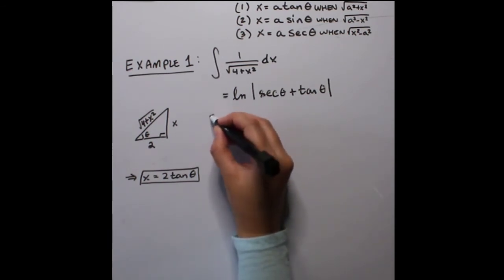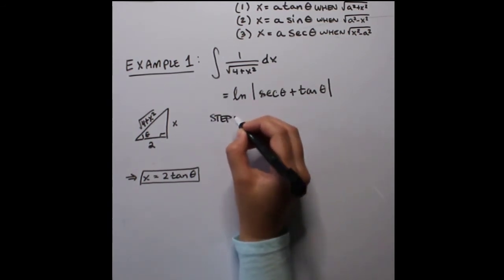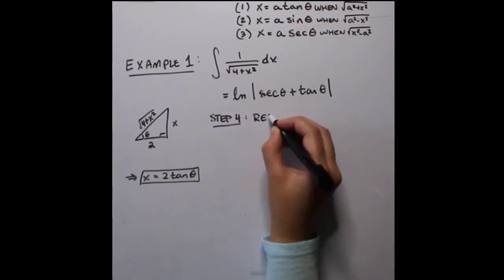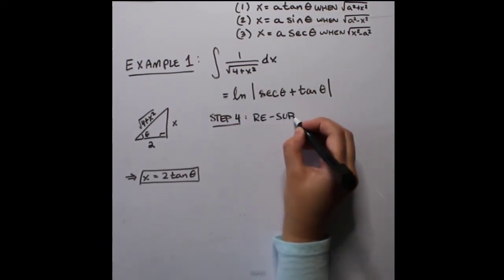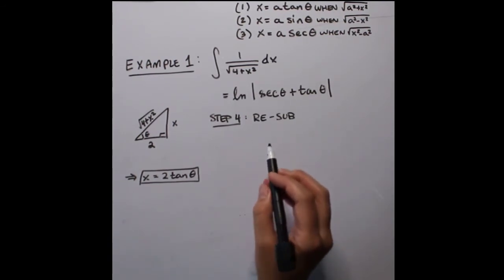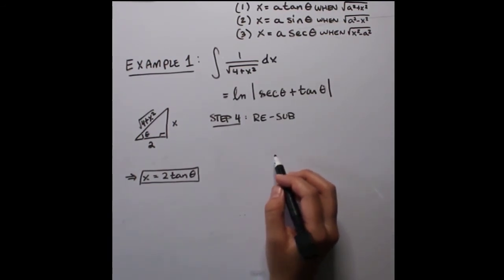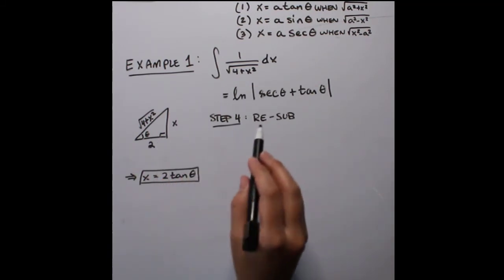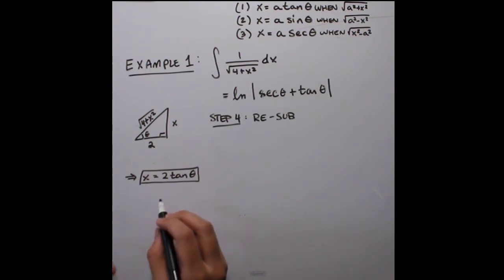So I'm going to call that step 4, because we had x's to begin with, and now we have thetas, so we need to go back. So resubstitute. Okay. Now you can do this 2 ways. I was mentioning the inverse trig functions, but some of the time you don't have to use them. So here's what I'm talking about.